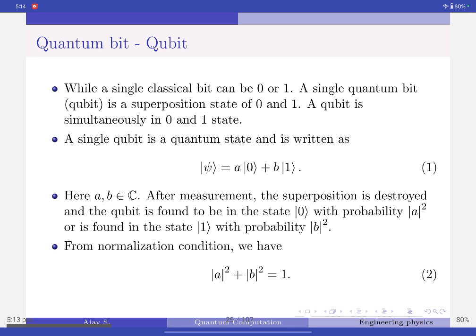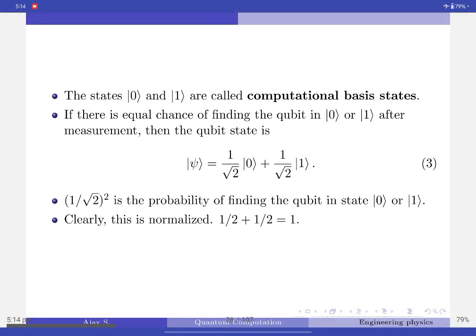Since modulus A squared and modulus B squared are probabilities, we require them to be normalized. The sum of probabilities must be equal to 1. From the normalization condition, we have modulus A squared plus modulus B squared equals 1. The states ket 0 and ket 1 are called computational basis states.